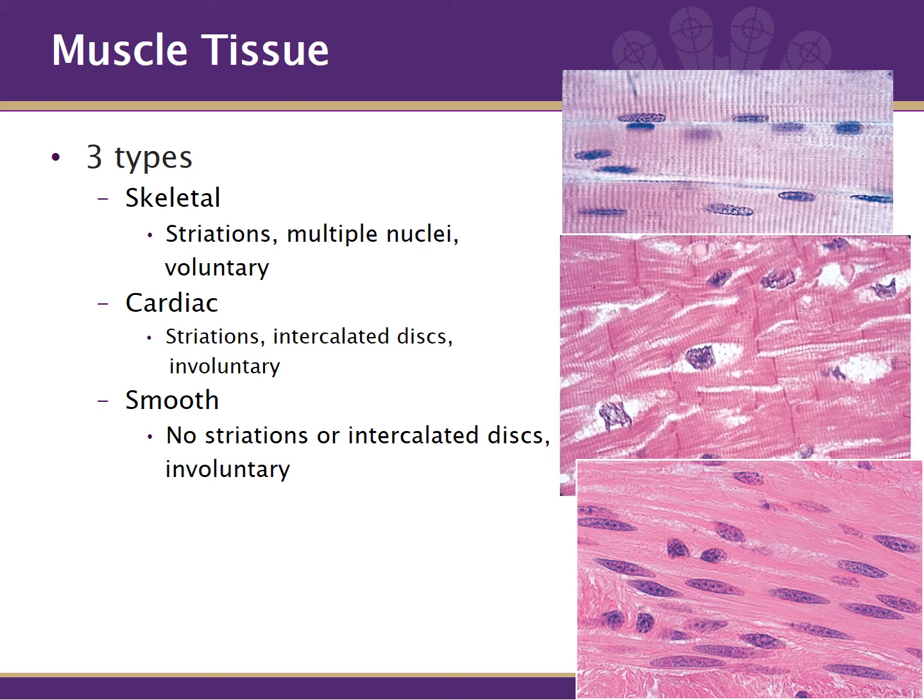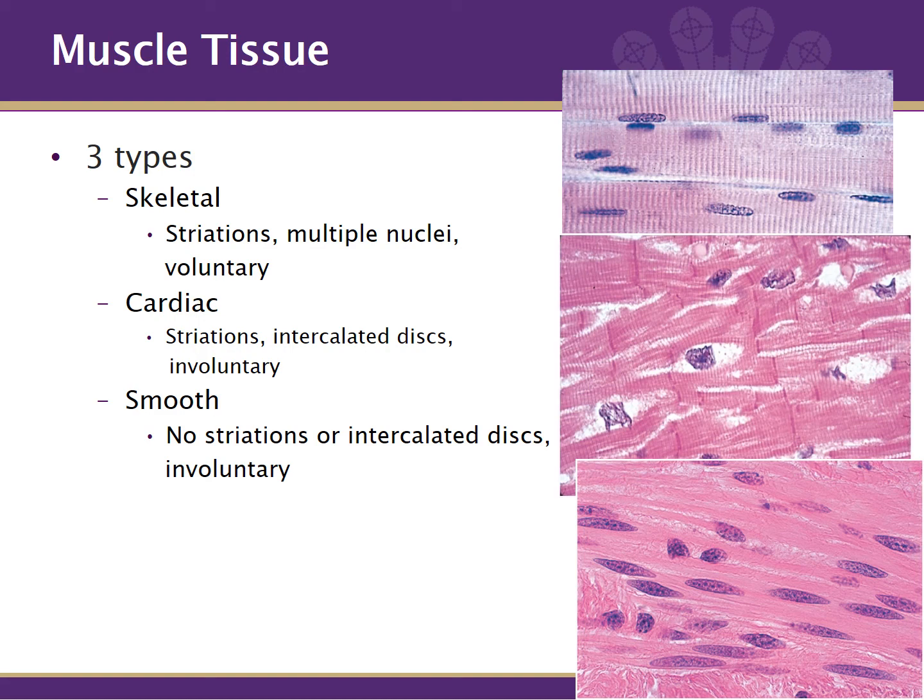Muscle tissue. The next category of tissue is muscle. There are three forms of muscle tissue. Skeletal is for movement and is voluntary, meaning you have conscious control over it. It is characterized by long cylindrical cells that have striations, the stripes that run across the cells, and multiple nuclei.